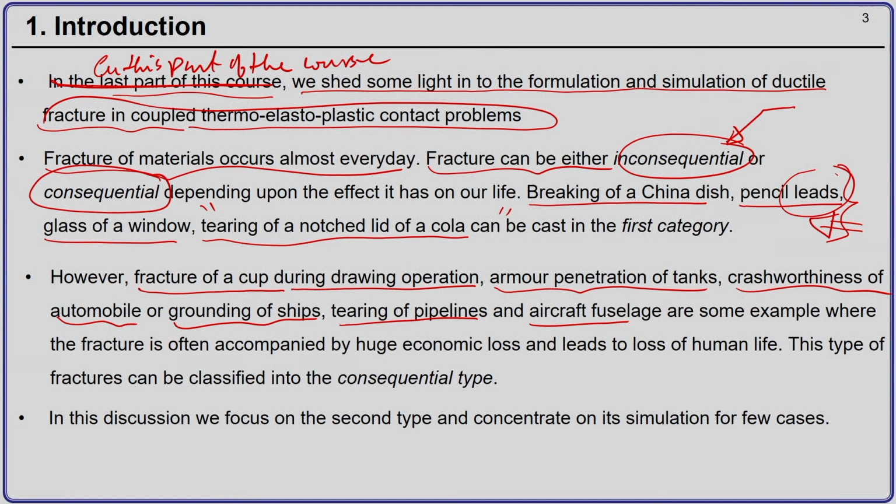tearing of aircraft fuselage because of the cracks that might occur in the fuselage, are some of the examples where fracture is often accompanied by huge economic loss, and it also may lead to loss of human life. Okay. So, there are these kinds of problems. So, for example, armor penetration of a tank.